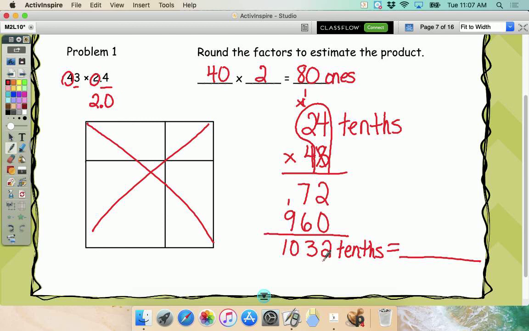Now, what's my little trick for figuring out tenths? Underline 1 digit. Put the decimal in front. So my answer is 103.2. Is that fairly close to 80? Yeah. How far away is it?